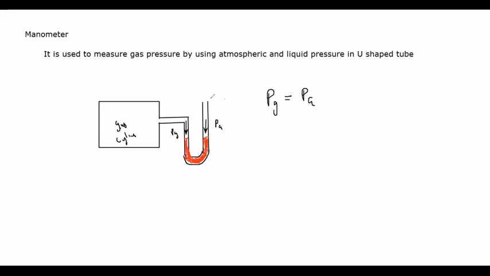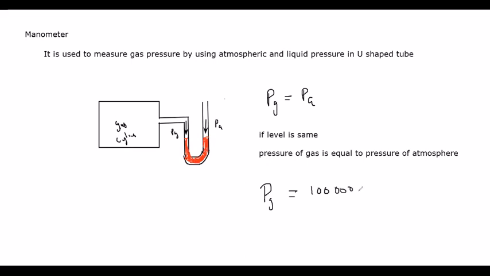As both levels are the same, it shows that if the level is equal, the pressure of the gas is equal to the pressure of the atmosphere. And what is the normal atmospheric pressure? The normal atmospheric pressure is 100,000 Pascal. So you can also say the pressure of the gas is equal to 100,000 Pascal, which is also known as one atmospheric pressure. Is it clear?